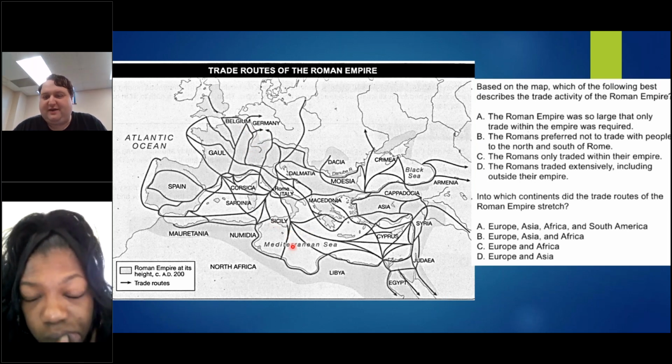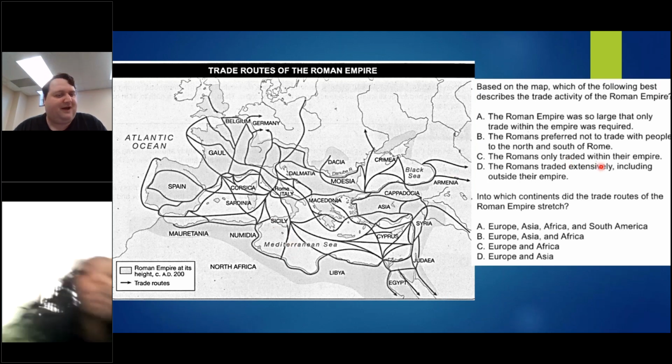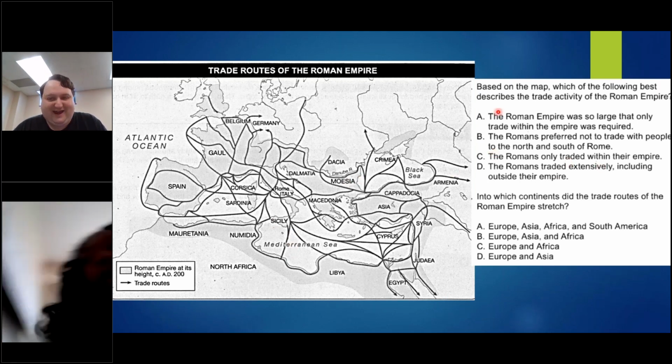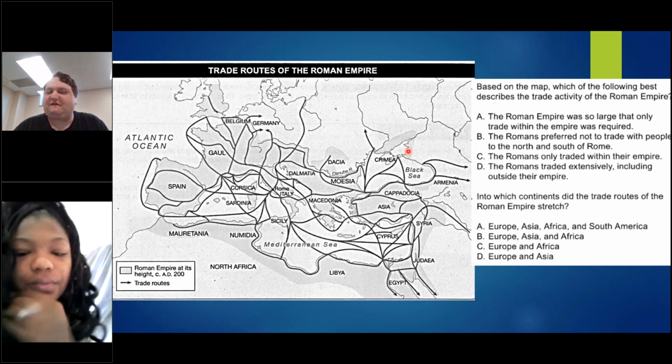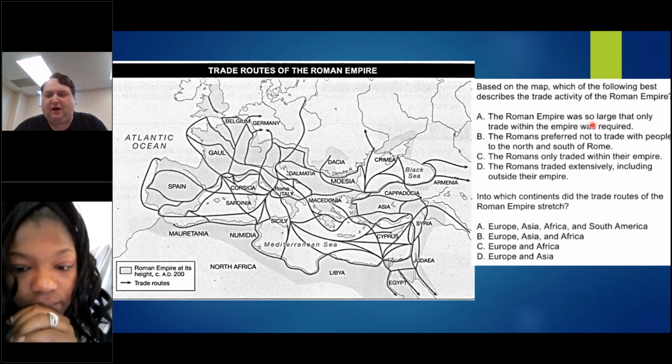Let's take a look at C. The Romans only traded within their empire. Well, that sounds a lot like A, actually. It just doesn't have the thing that says that it's so large. So again, if I look, I can find examples of the trade routes trading outside of the empire. I can find the lines leaving the shaded region.